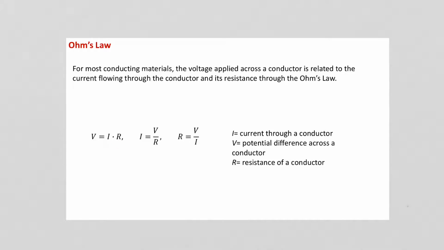From here I can rearrange the terms to get expressions for the current and for the resistance. The current is equal to the potential difference divided by the resistance of the circuit. The resistance is equal to the potential difference divided by the current in the circuit. Ohm's law in this form can be used to analyze circuits.